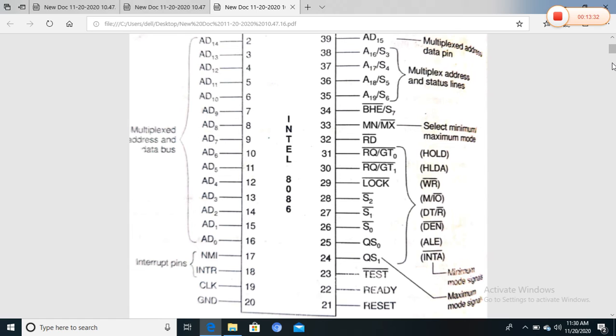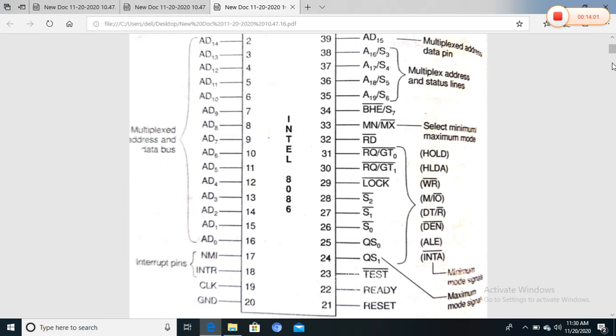This signal is used to read the devices which are connected to the 8086. Read bar means active low. It is issued by the processor to indicate that it is performing a read operation, reading data from memory or input and output devices. Next pin is ready, pin number 22. It is an active high input signal.